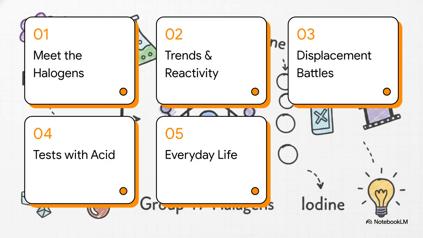Here's our quick roadmap for today. We're going to start by meeting the halogens, then track the trends in their size and reactivity. After that, we'll watch their displacement battles, put them to the ultimate test with sulfuric acid, and finally, spot them out in everyday life. Let's get into it.